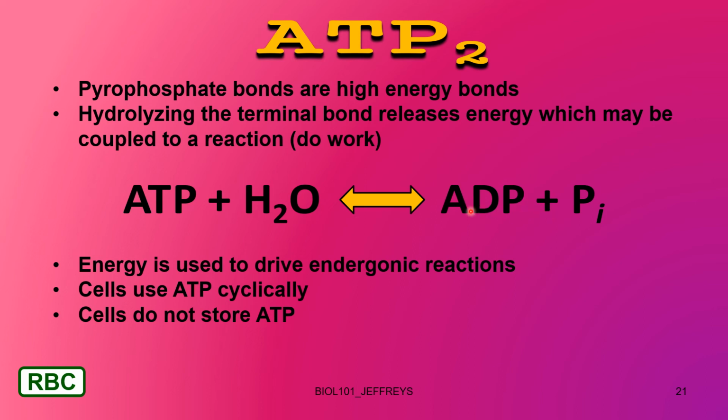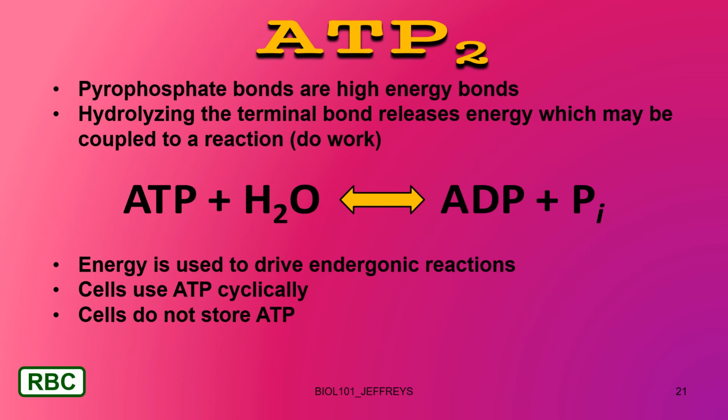A phosphate group is attached to ADP with a concurrent release of water. We're back to ATP. That's why this arrow goes both ways. So the energy here, when you break ATP, is used to drive endergonic reactions, and the cells use ATP cyclically, and therefore we do not store ATP to any degree long term.